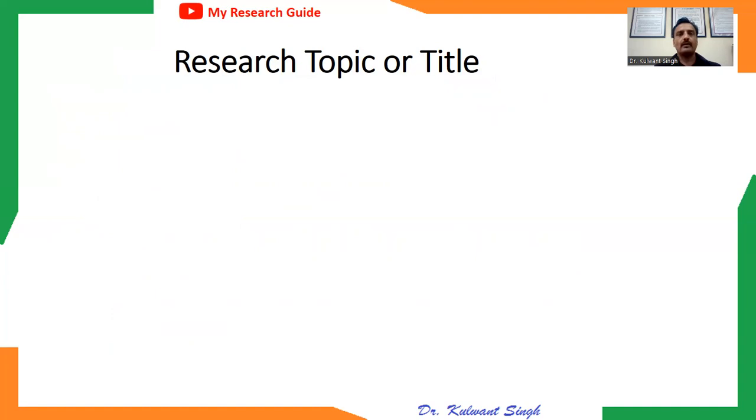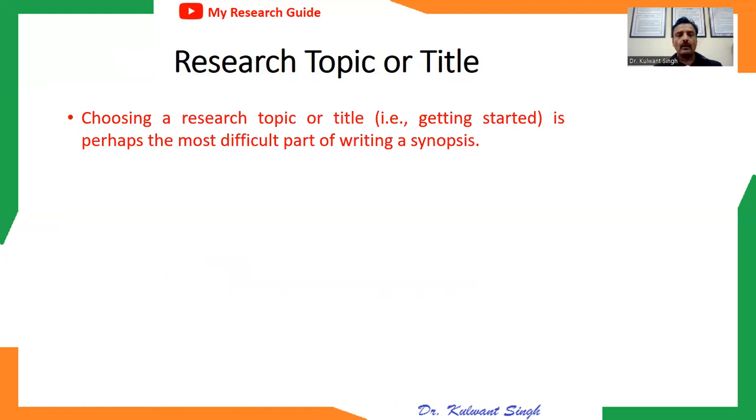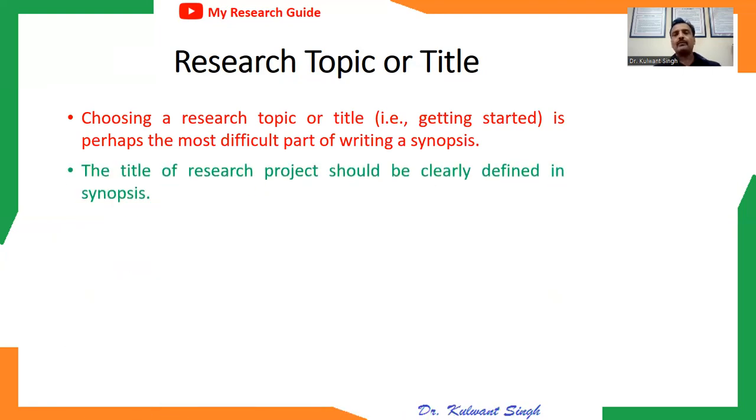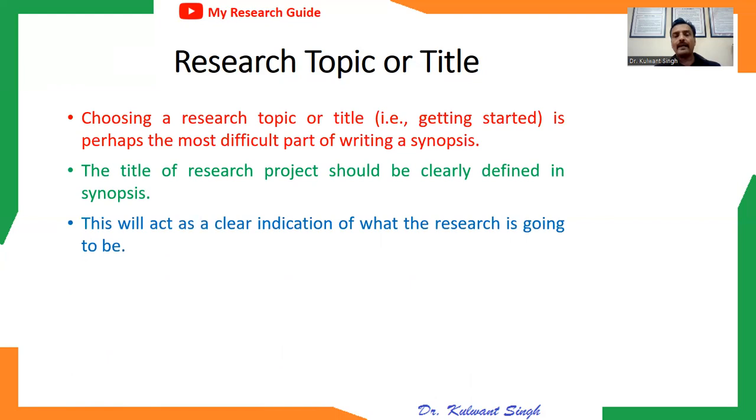First of all, the research topic or the title. Selection of a research topic is the starting process of our research work or any research project, and it is the most difficult part of writing a synopsis. The title of the research project should be clearly defined in the synopsis. It will act as a clear indication of what the research is going to be.